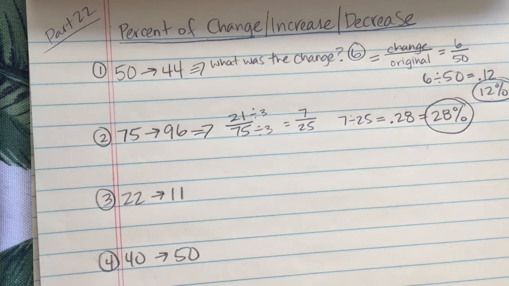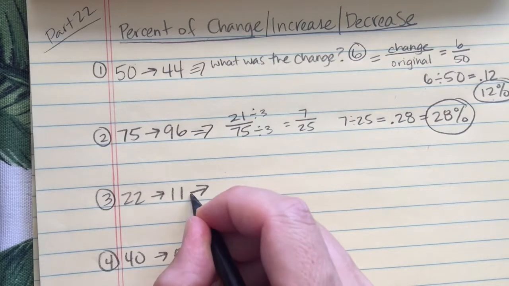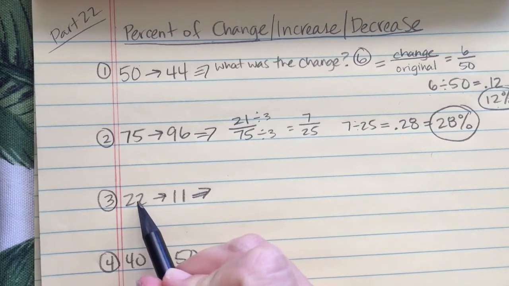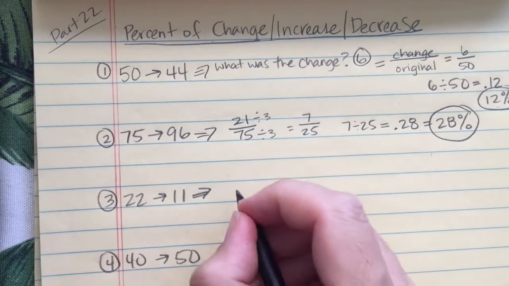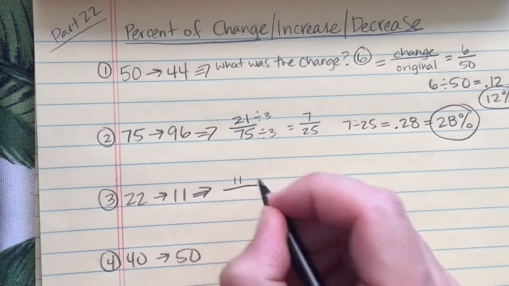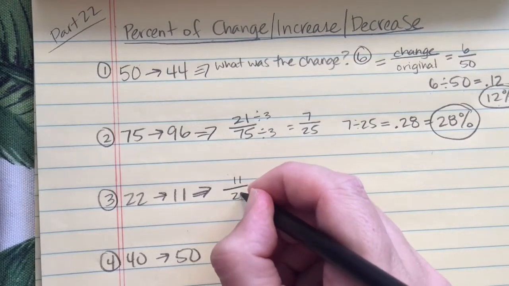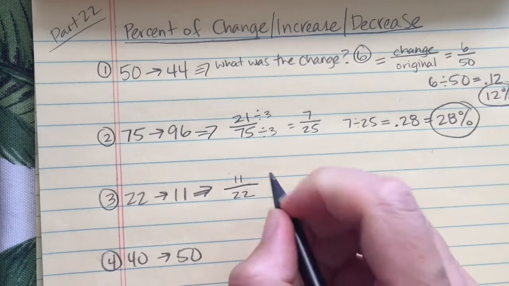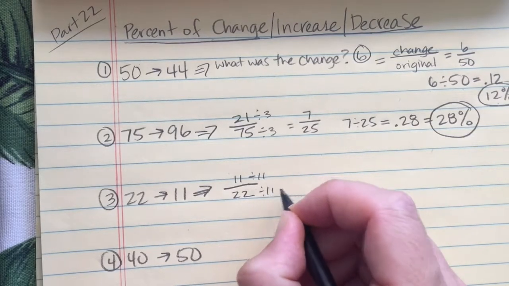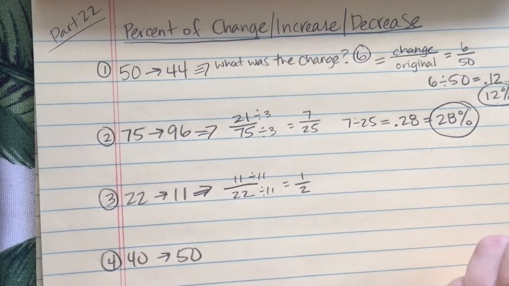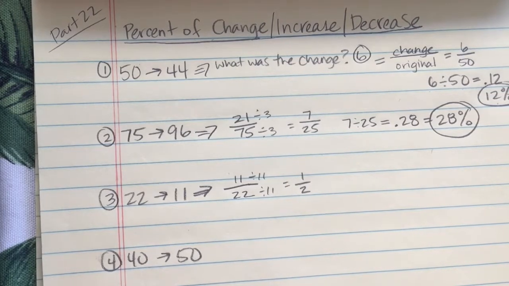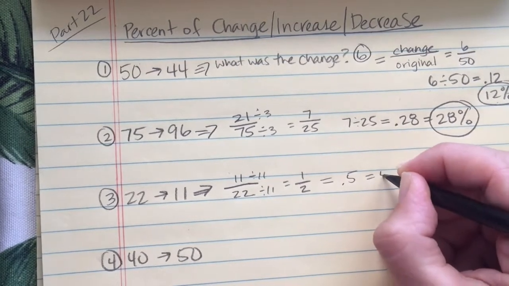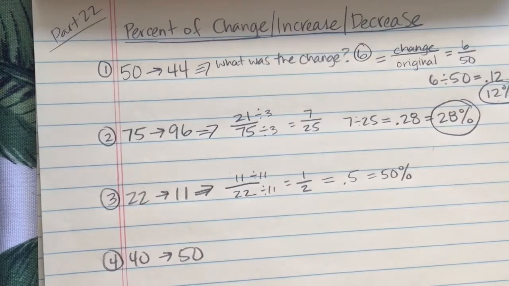Okay, let's do this one. 22 to 11. In this case, this was a decrease. So we went from 22 to 11. So the change was 11. The original amount was 22. All right, if you look at this fraction, this could be reduced. 1/2. We don't even need to do any division because you already should know that 1/2 is the same thing as 0.5, which is the same thing as 50%.